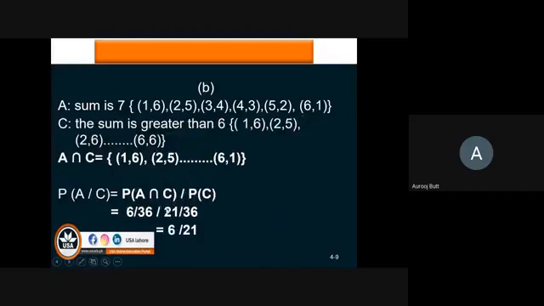Furthermore, we'll be dividing it by probability C. Now what is probability C? The sum is greater than 6. And we have a total of 21 sample points whose sum will be greater than 6. Then simply divide it by the total number of sample points in the entire sample space, that is equal to 36. Simply 36 will be cancelled out by 36 and you'll be just left with 6 by 21.